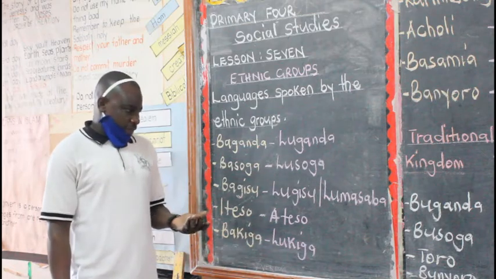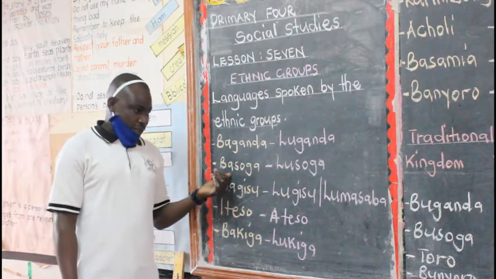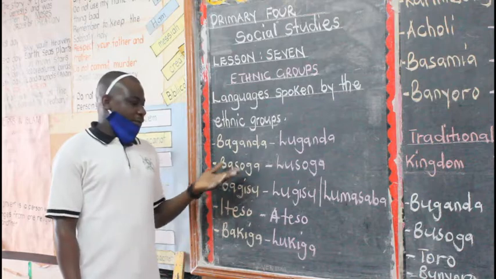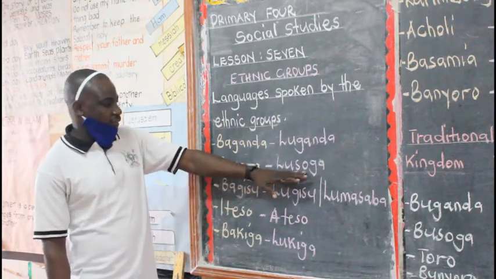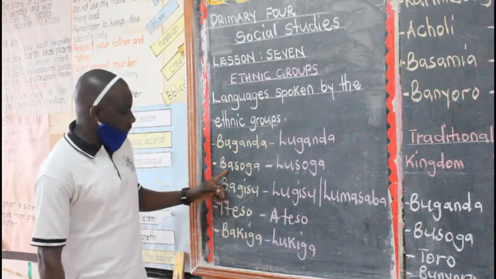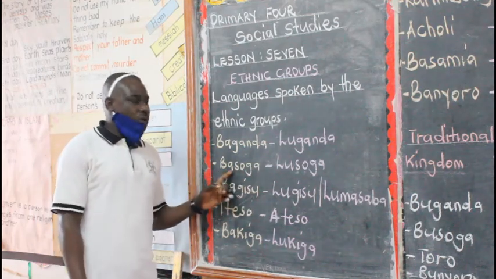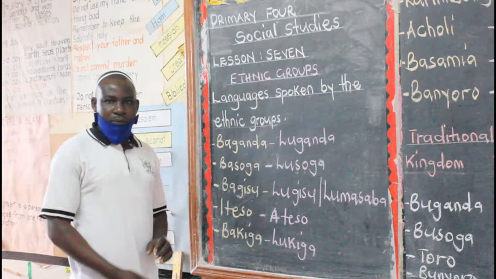So there are many districts in Uganda, in the eastern part of Uganda, where people are using Lusoga as their language. So the language used there is Lusoga, then the tribe is Basoga. Remember, the Basoga are also under the Bantu ethnic group.